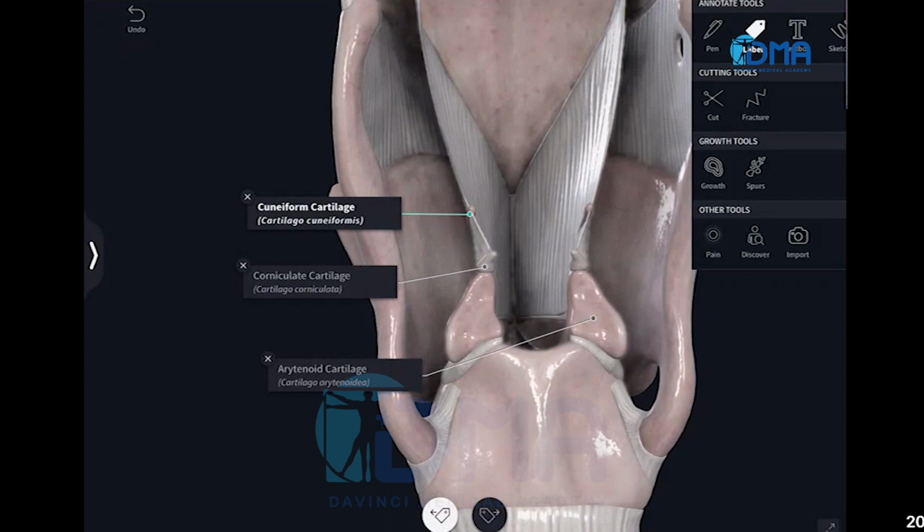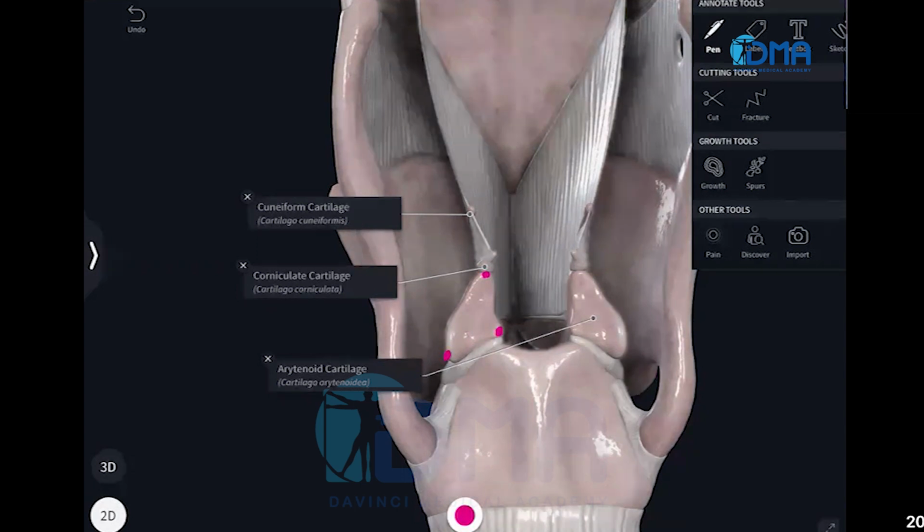Now you look in this arytenoid cartilage, we are having one end here, one end here, one end here. So there are three ends that you could see in arytenoid cartilage. It is basically a kind of pyramidal shape. Okay, so in a pyramid we'll be having three ends. Superiorly the end is attached to corniculate cartilage.